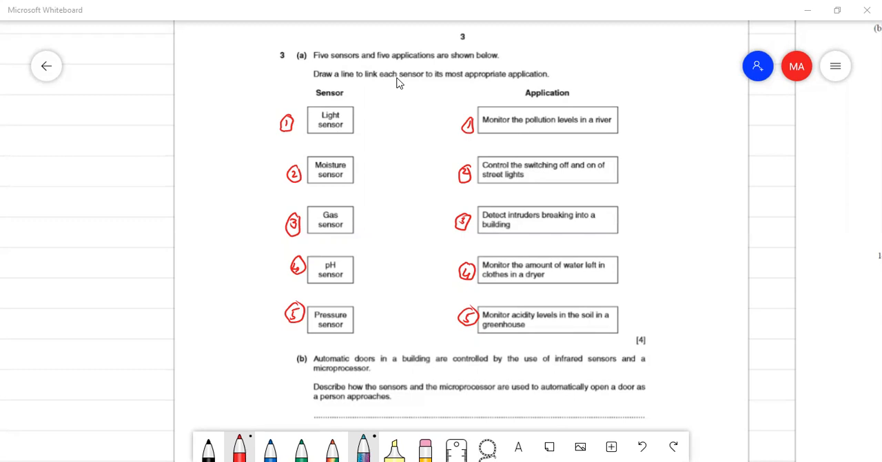First one, description related to light sensor. Light sensor is obviously used to control the switching off and on of street lights. Moisture sensor, yes, moisture sensor.